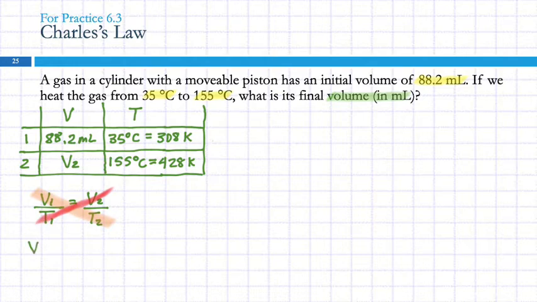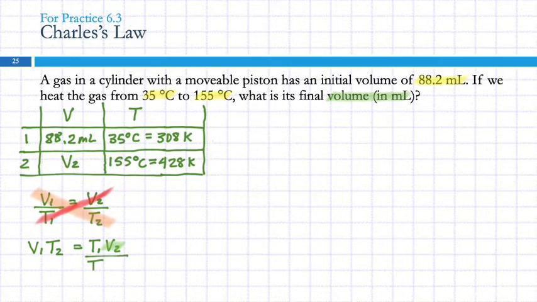So that gives me V1 times T2 is equal to T1 times V2. It's much easier to rearrange before you stick all those numbers in there. So just rearrange it while you've got letters. We are trying to find V2, right? That's what's missing in our table. So I need to rearrange this equation so that V2 is by itself on one side.